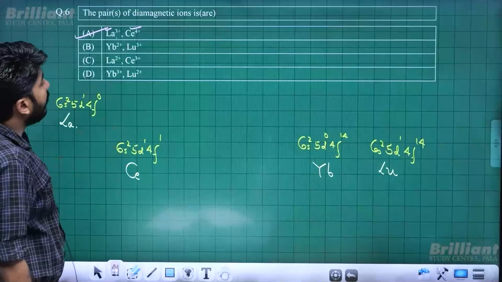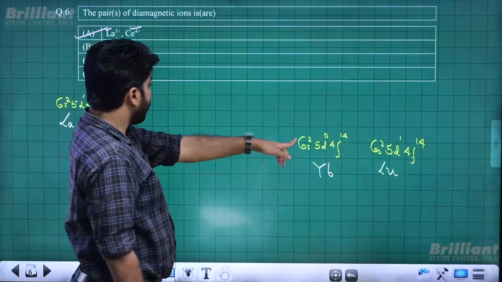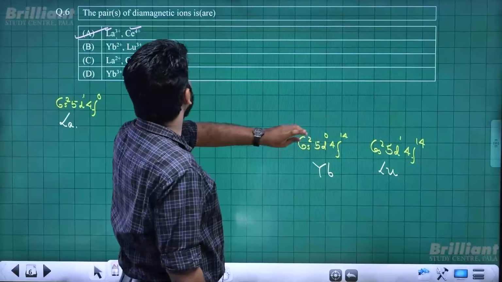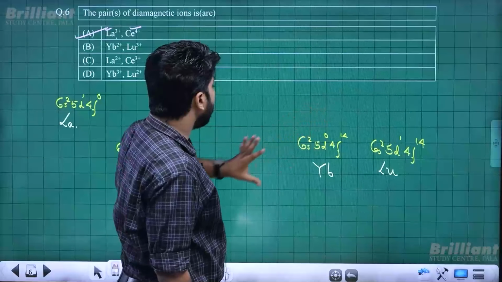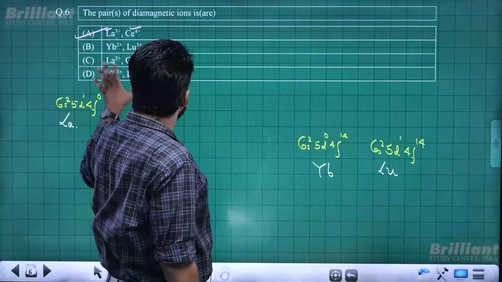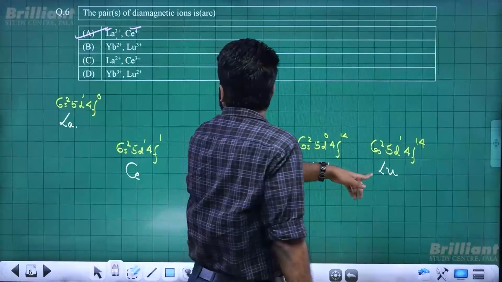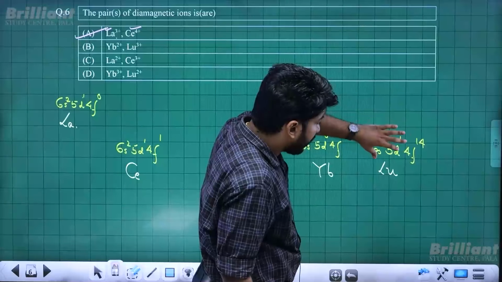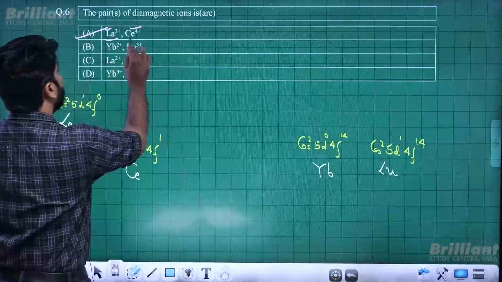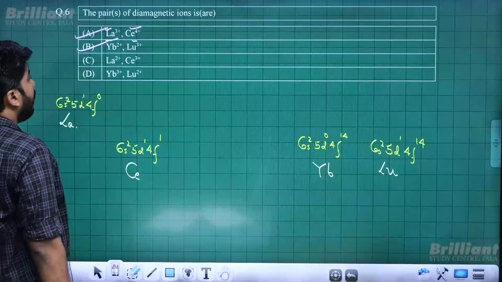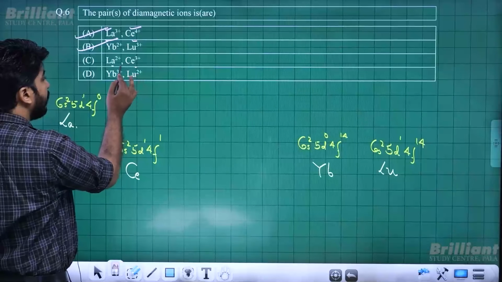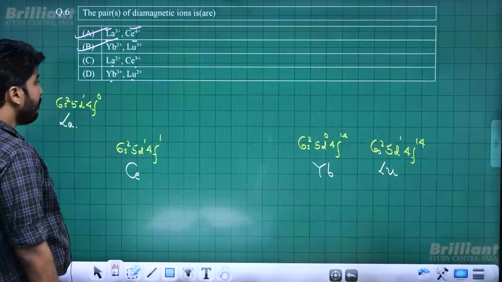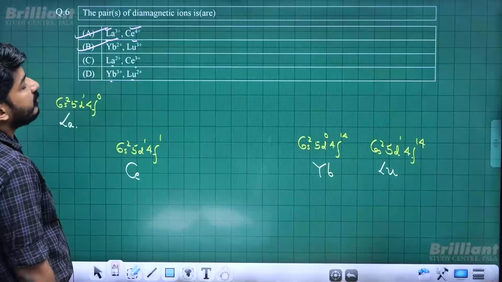And if you go to ytterbium and lutetium, ytterbium 2 plus, 6s2 will be removed and we will be having then 4f14 in the valence. So 4f14 is a paired configuration, so it's diamagnetic. And lutetium 3 plus also will be having 4f14 configuration because these 3 electrons are getting removed. So these are also having diamagnetic nature, and therefore we can say lanthanum 2 plus, cerium 3 plus, ytterbium 3 plus, lutetium 2 plus, these are going to be paramagnetic. So A and B are the answer here.